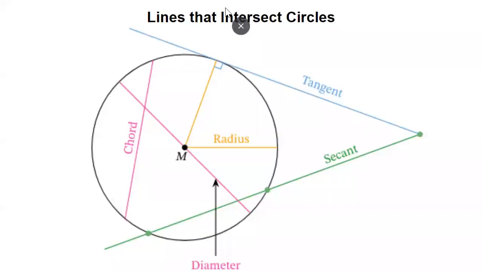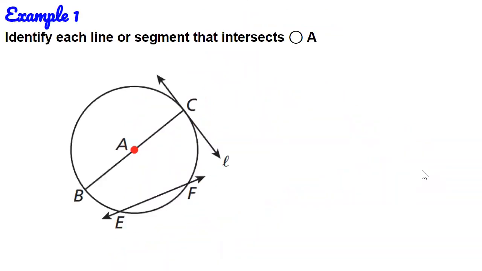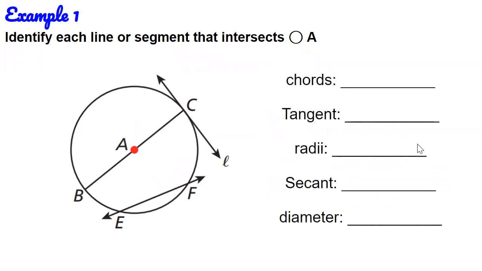All right. I made this available for you so you can see them. Now, here's my first example for today. Identify each line or segment that intersects my circle A. I gave you a list. Identify my chords, my tangent, my radii, because I have many of them, and secant and diameter. All right, go ahead and copy this one down. Just like that. So here goes.